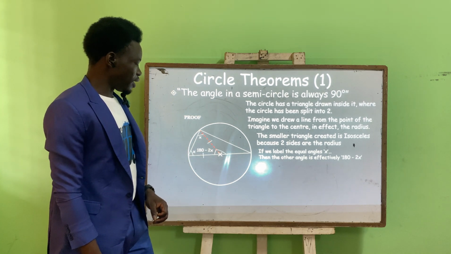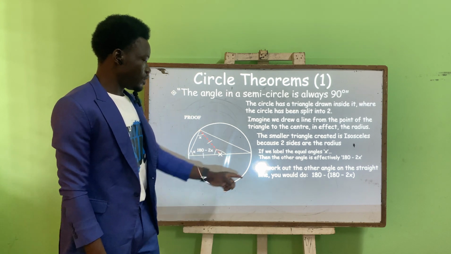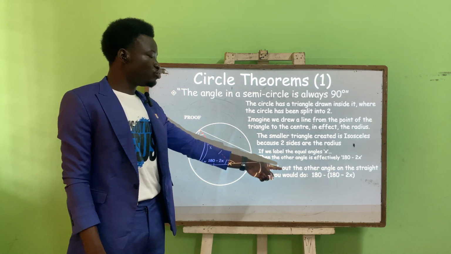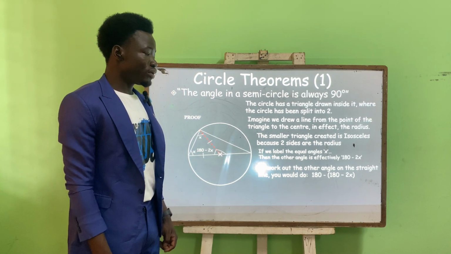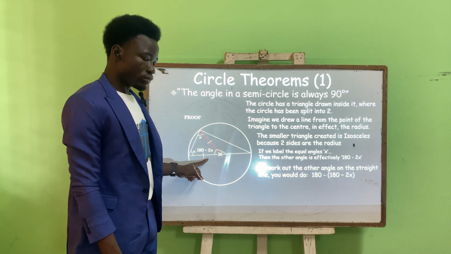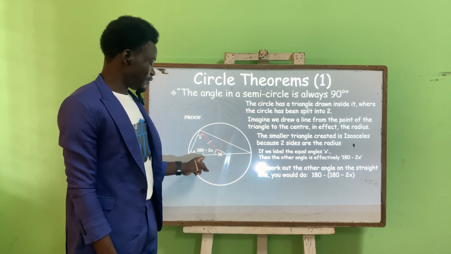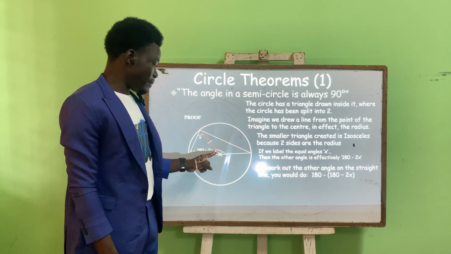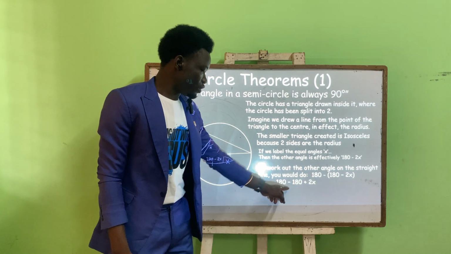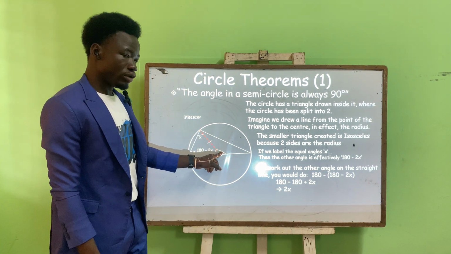You can do the same to the other side. So this other angle here will do what? To work out the other angle on the straight line, you would do 180 degrees minus (180 degrees minus 2x), since angles on a straight line give 180. I take this answer from 180. And when you send the negative inside, this and this go away. Remember, this angle here is 2x.